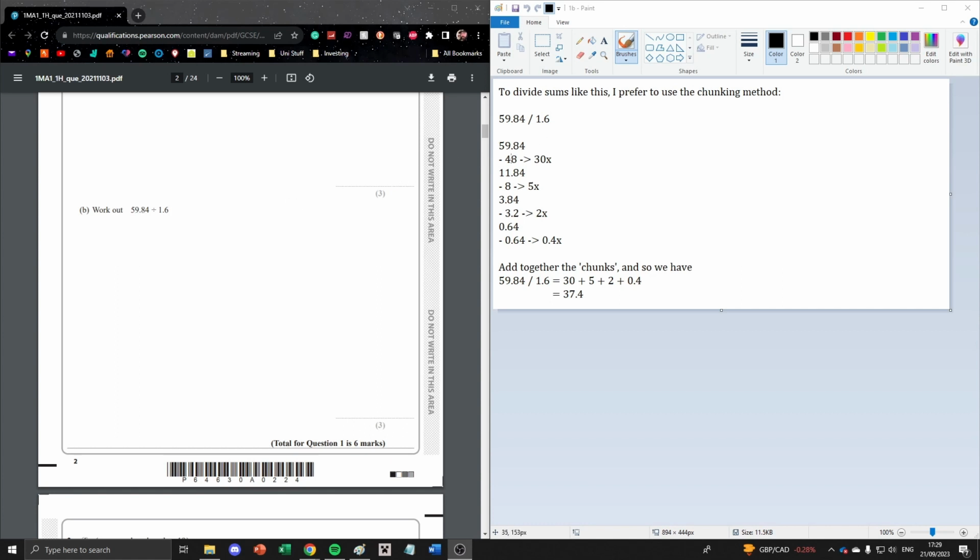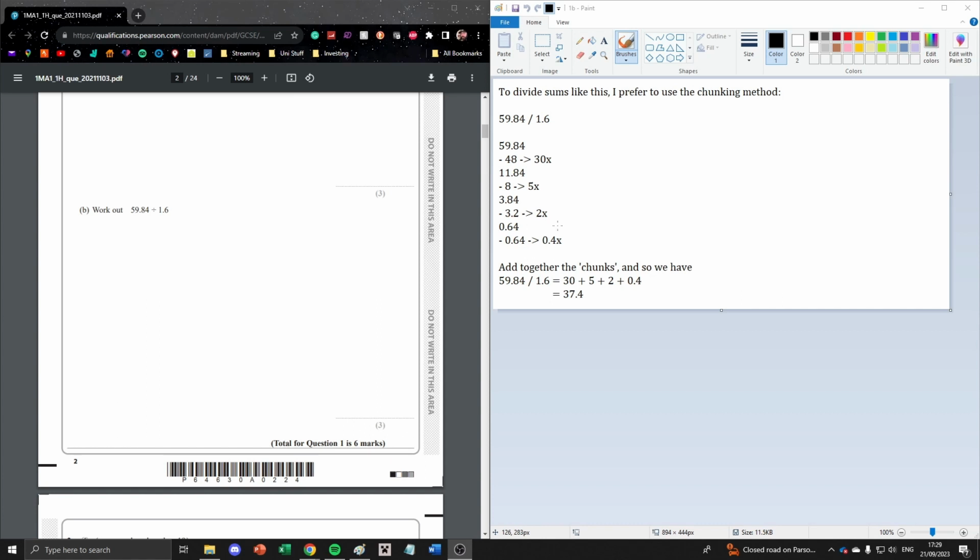So we're going to start by subtracting 48, which we know is 30 times 1.6. So we're going to write down our 30 here, which leaves us with 11.84. We can then take away 8, which we know is 5 times 1.6. So we're left with 3.84. We then take away 3.2, which is 2 times 1.6. And we're left with 0.64.